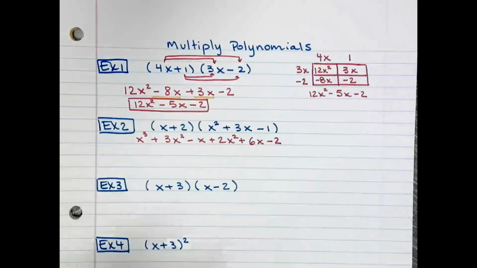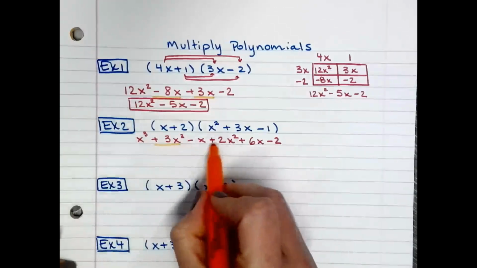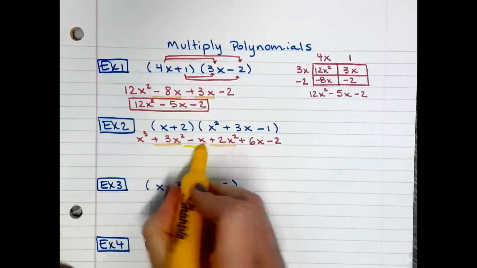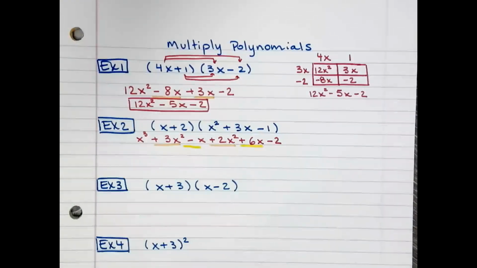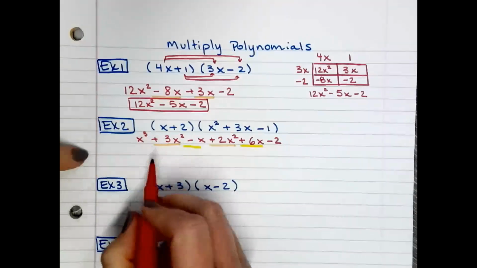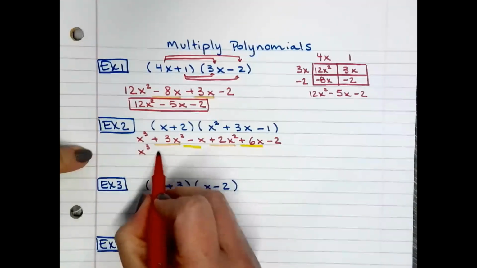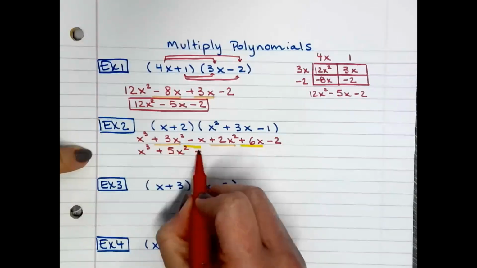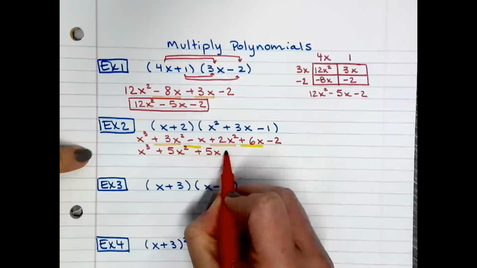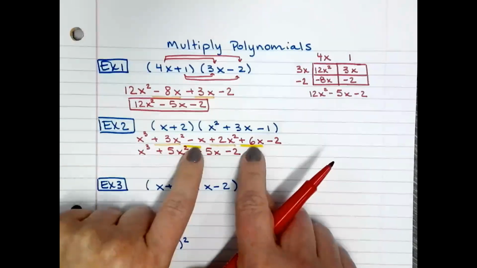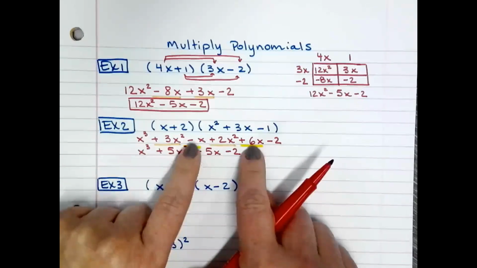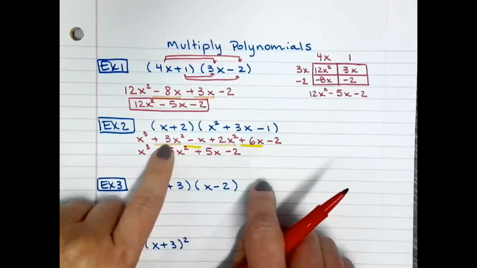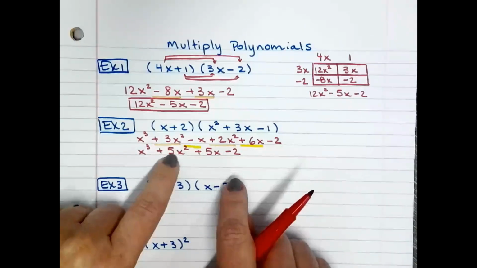Now combine. You have x squared right here, x squared right there. And you also have x here, x here. So x cubed plus 5x squared plus 5x minus 2. Remember that when you combine, you're adding. So negative 1 plus 6 is 5. Okay, same thing right here. 3 plus 2 is 5.